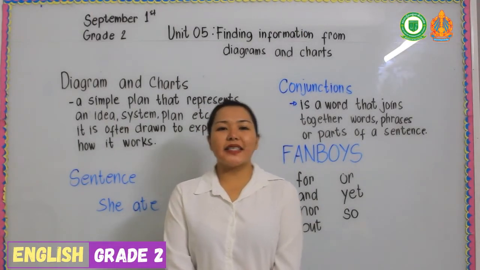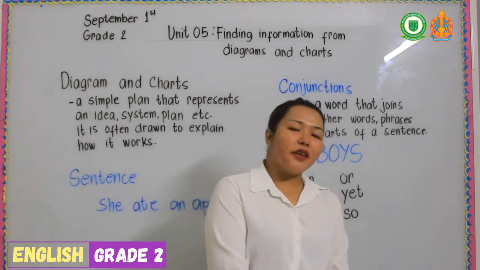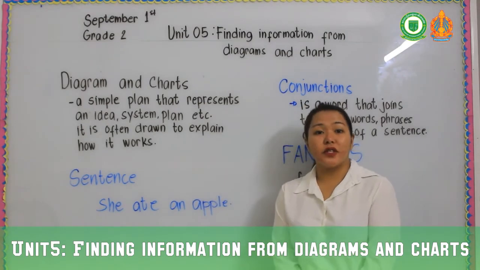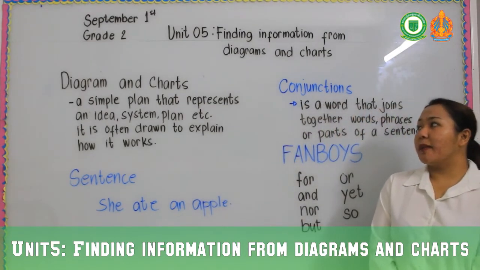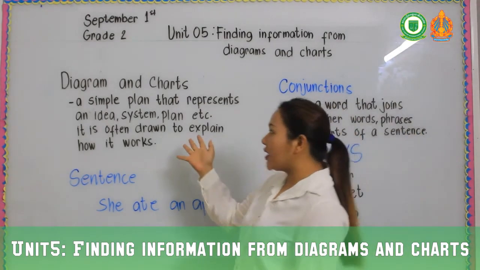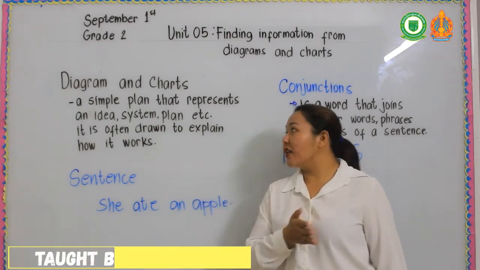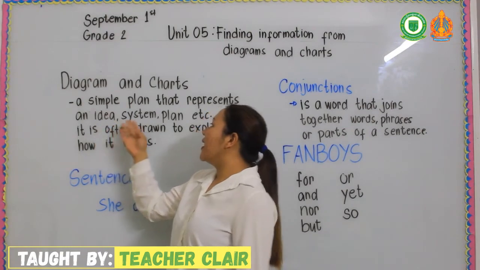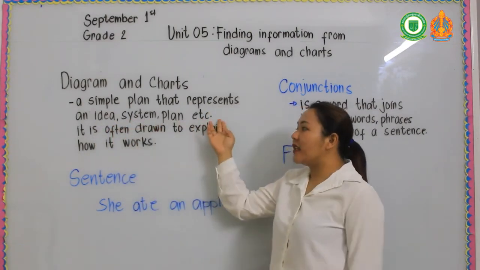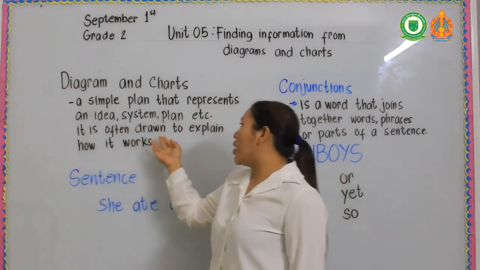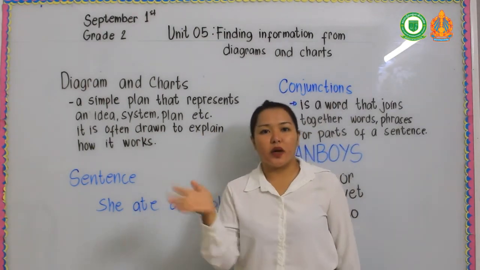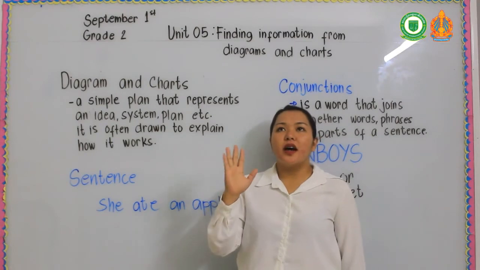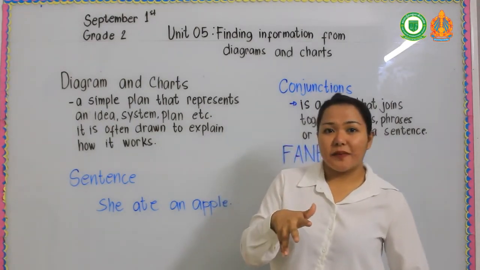Okay, welcome back. It's time to say goodbye, but before that, let's have a wrap up of what we learned for today. So today we learned about diagrams and charts. What is a diagram? A diagram is a simple plan that represents an idea, system, plan, etc. It is often drawn to explain how it works. Okay, so I showed you earlier several examples of a diagram.